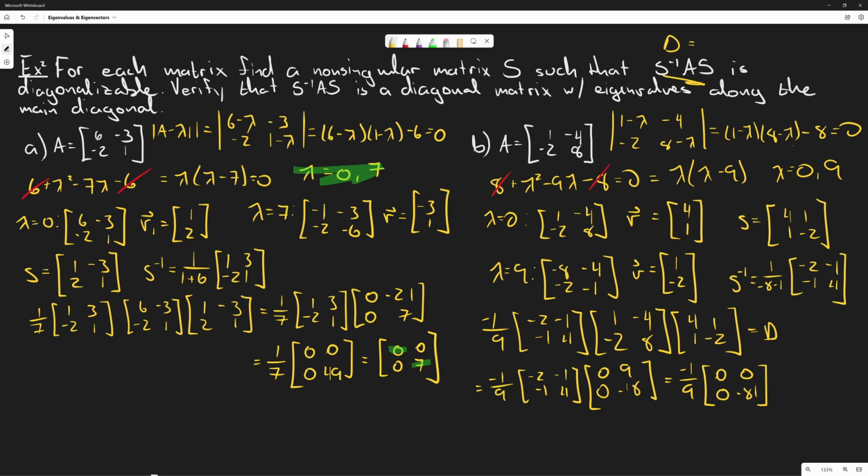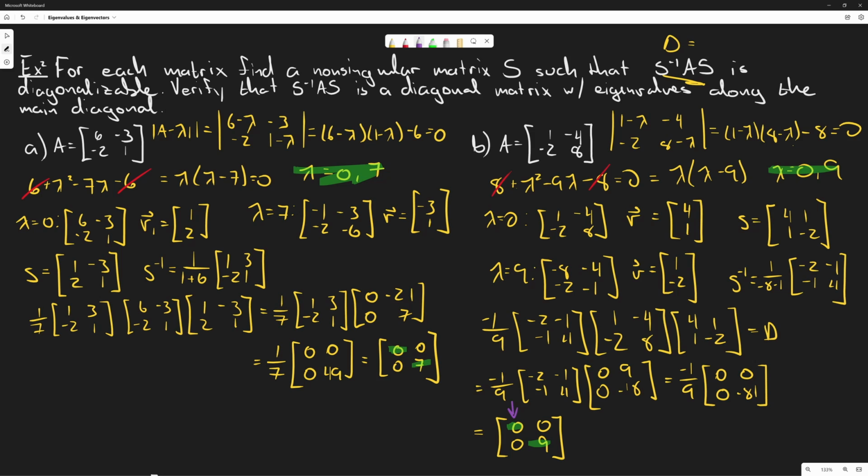And so now we can distribute the -1/9, and we are left with 0, 0, 0, 9, which is another diagonal matrix with the eigenvalues across the main diagonal. One little observation which is kind of unique is that the column in which the eigenvalue is in the diagonal matrix corresponds to the eigenvector in the invertible matrix.